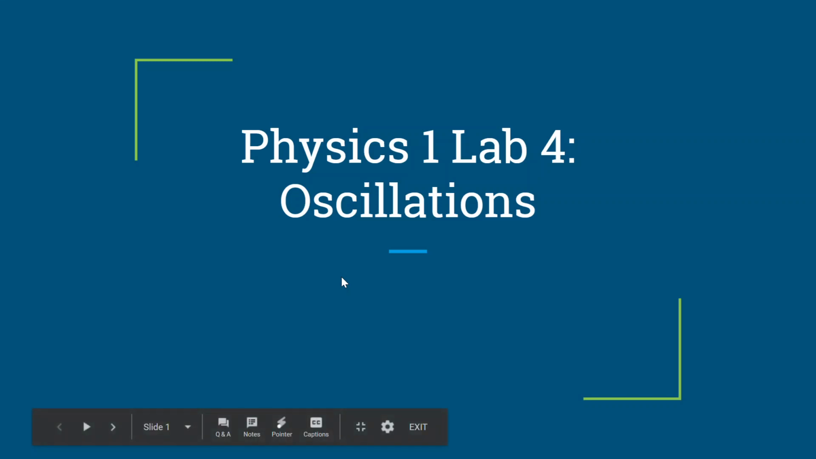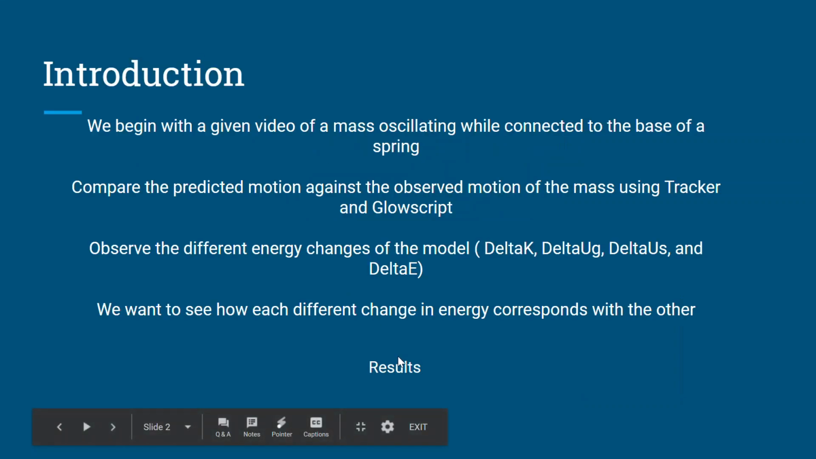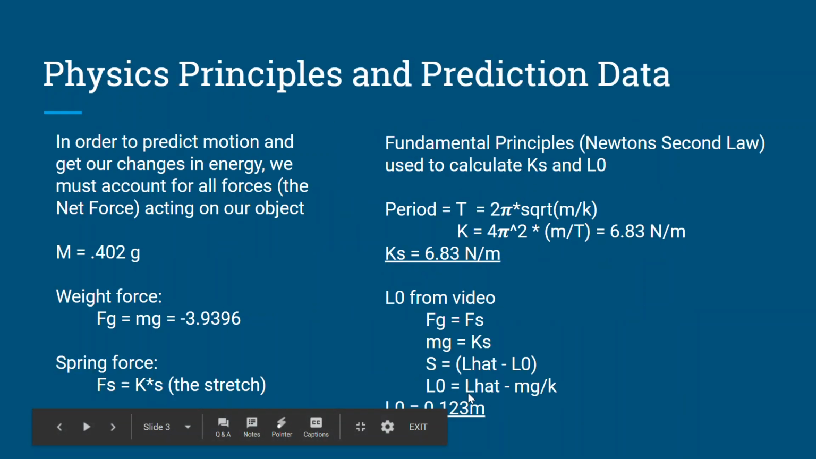Physics 1 Lab 4 Oscillations. We began with a video of a mass oscillating on a spring, and we were told to predict the motion in the x and y direction. We observed the different energy changes between delta K, delta UG, delta US, and delta E, and then we compared these different energy changes with how they were supposed to be with our results.